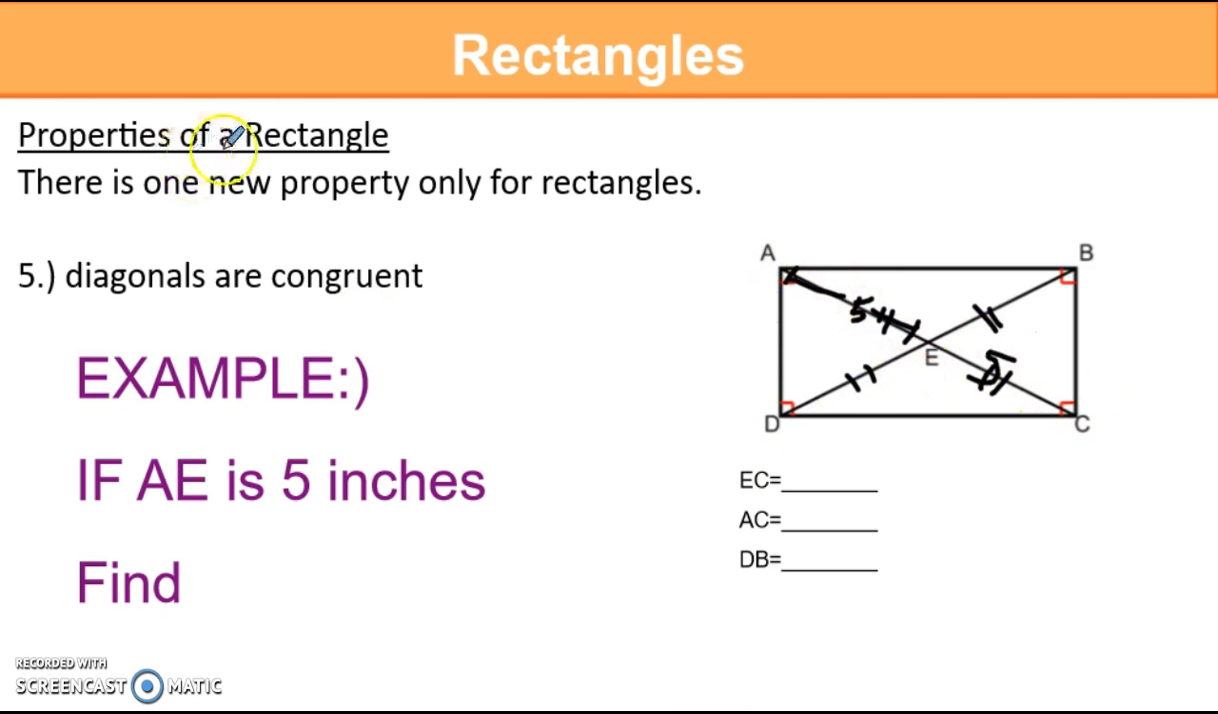But also, due to the other rules that we've discussed, the diagonals are completely equal, which means if I took BD out, put it over here, and I took AC out and stuck it over here, and we measured them, they would be the exact same. So AC would be 10 inches and BD would be 10 inches.